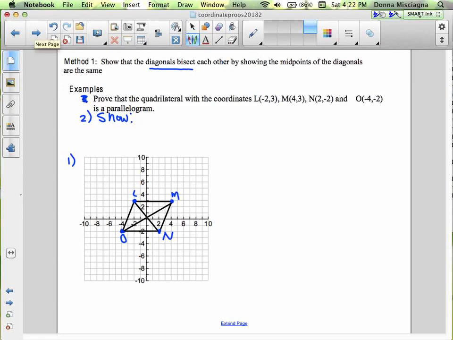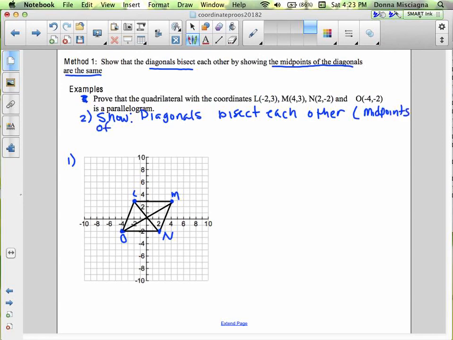We want to show that the diagonals bisect each other. How do we show that? We show that by showing that the midpoints of the diagonals are the same.